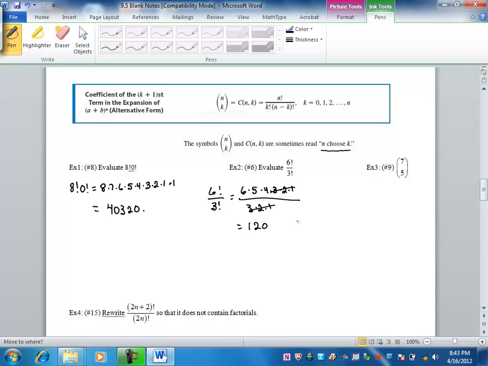Now if we get into our choose factorial, 7 choose 5, what we have here is 7 factorial divided by 5 factorial times 7 minus 5 factorial. And so 7 times 6 times 5 times 4 times 3 times 2 times 1 over 5 times 4 times 3 times 2 times 1 times 2 times 1. Well, these drop, and then it's supposed to be a 1. 6 divided by 2 is 3. 7 times 3 is 21.